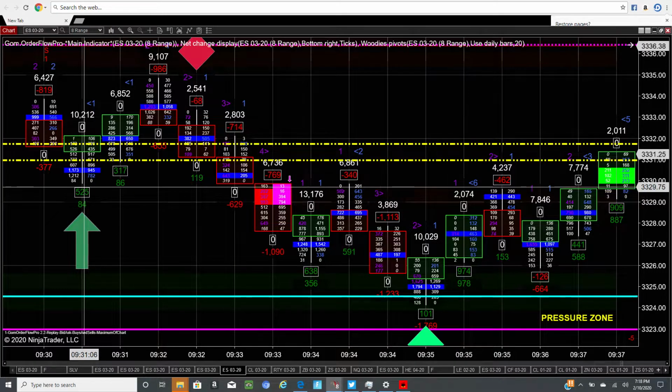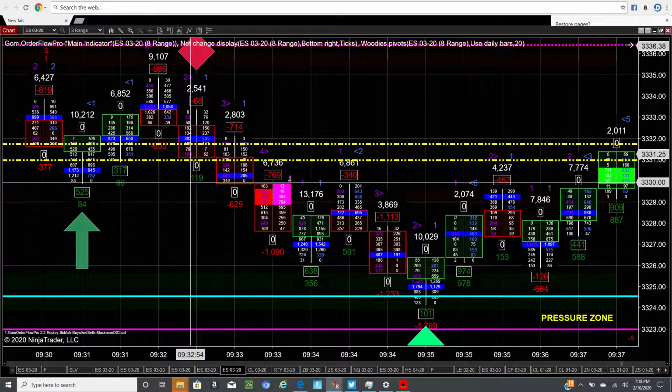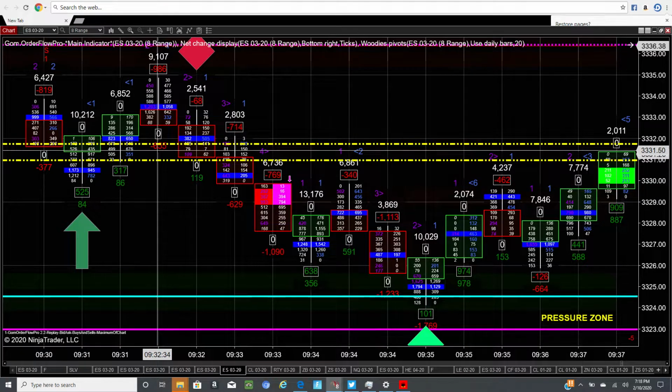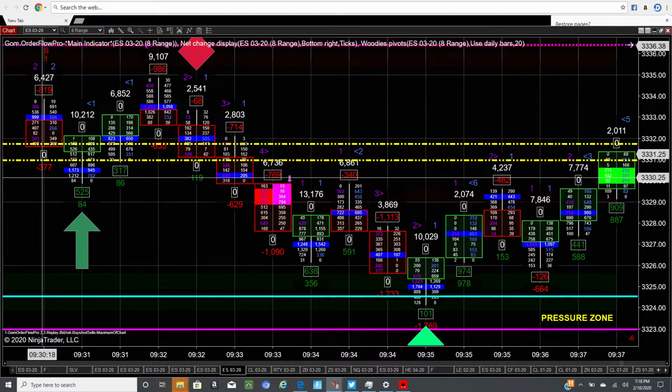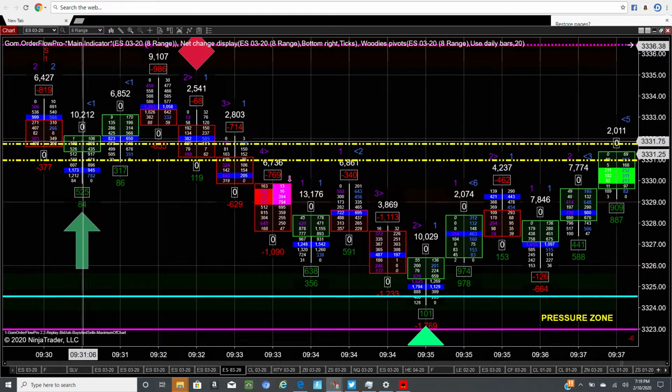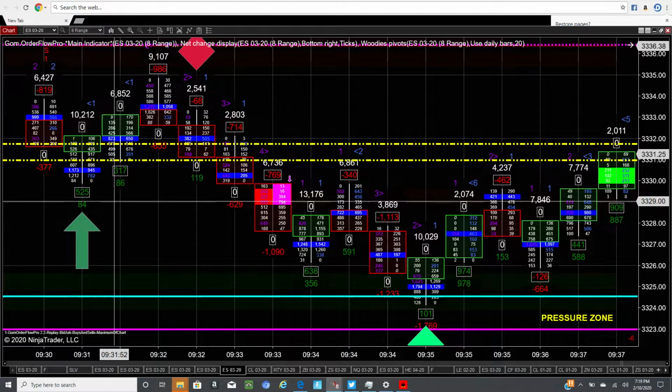And then you have the delta, which is the number that is not inside the box: negative 119, negative 655, positive 86, positive 84, negative 377. The delta is nothing more than taking all the buying and subtracting the selling, or taking all the selling and subtracting the buying. So you're either going to get a negative delta or a positive delta, and that just gives you an idea of what went on inside that candle. That's all that is.